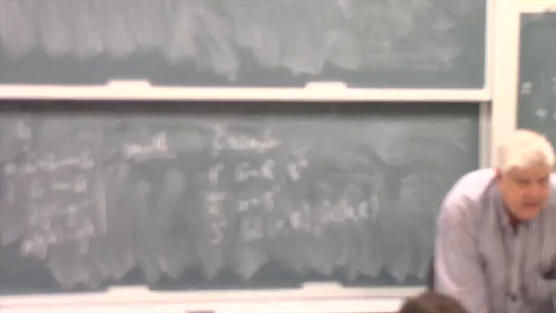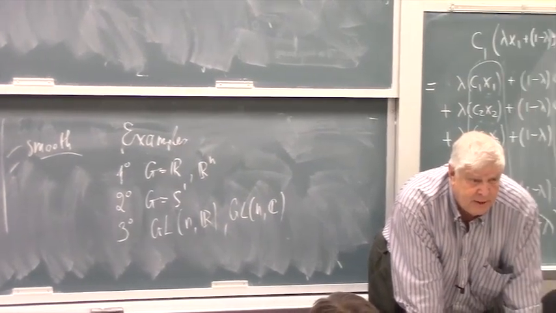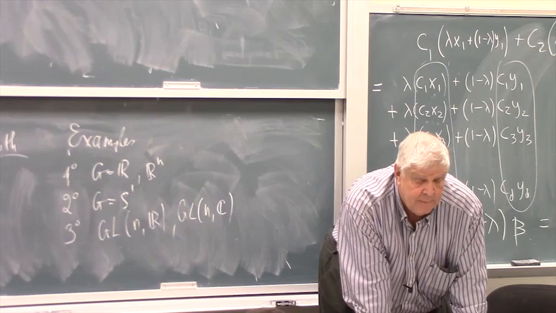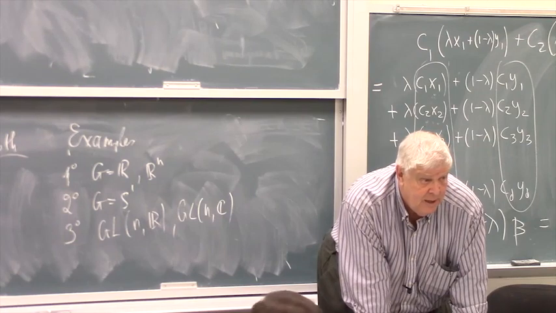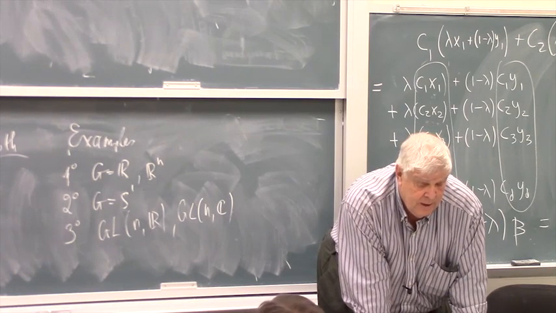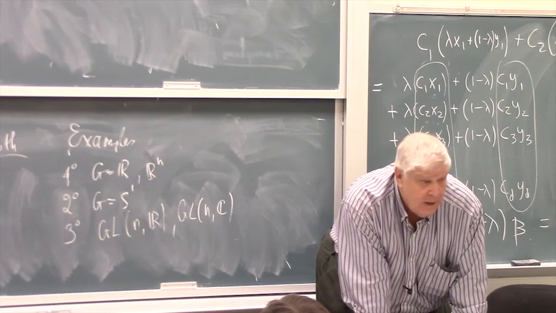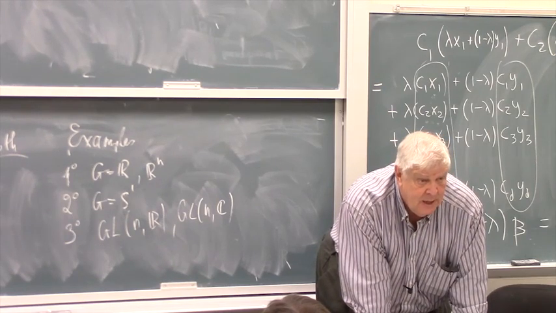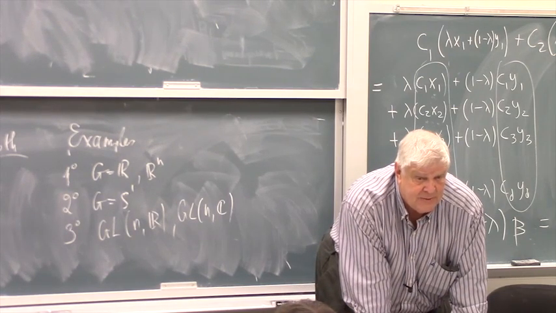We can consider n cross n matrices with non-zero determinant, invertible. The set of these matrices is denoted as GL(n, and then the denotation for the field), in our case, R or C. Usual matrix multiplication makes it a group, and this group is not commutative. It is a manifold. Why? Because GL(n,R), GL(n,C) similarly, is an open set in the space of all matrices, a space of dimension n squared.